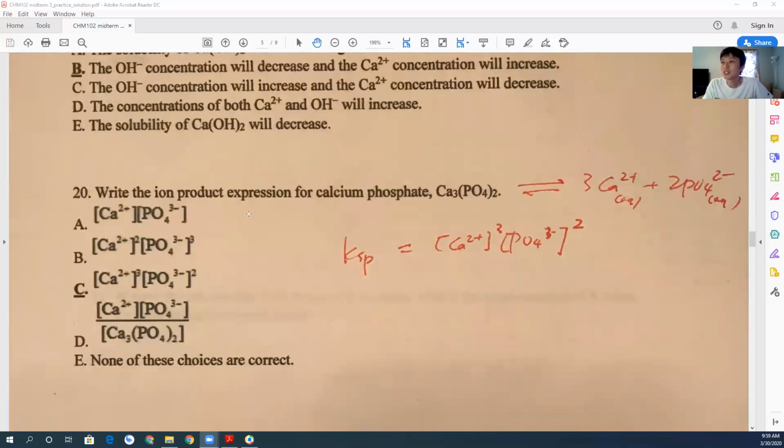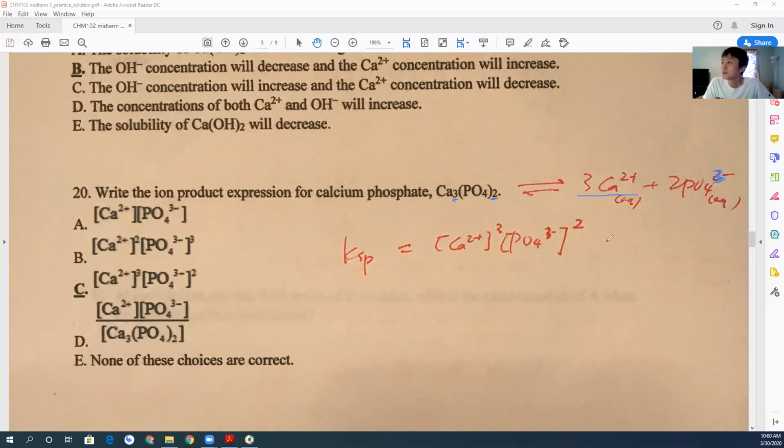So number 20, this one is easy. This is the expression for the dissolution of calcium phosphate. Calcium phosphate is an ionic compound, so when it dissolves, it will generate the corresponding number of metal cations and polyatomic anions. It has 3 calcium and 2 phosphate, so that will give you 3 Ca2+ and 2 phosphate, PO4 3-, sorry, 3 minus.